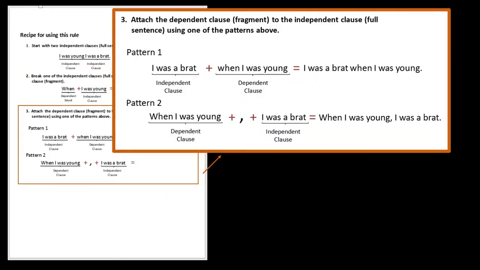So if I use pattern one, that means that I hook the fragment onto the back. So I was a brat when I was young is my sentence. And notice the word went in the middle, so I don't have to put anything else in the middle. And then pattern two, I moved that fragment to the beginning. So when I was young, comma, I was a brat. The word moved to the front, so I have to put a comma in the middle. Notice the middle bits. That's the part that tricks most people: word in the middle all by itself, word in the front, comma in the middle.